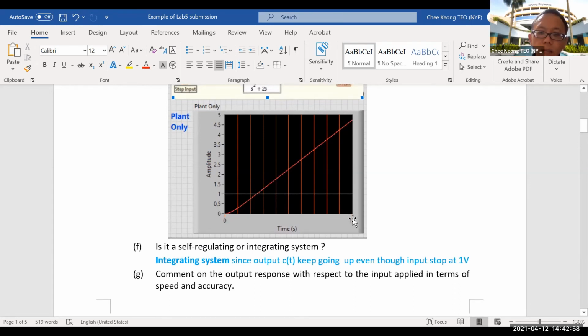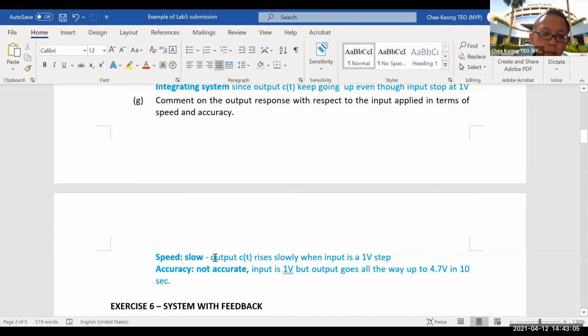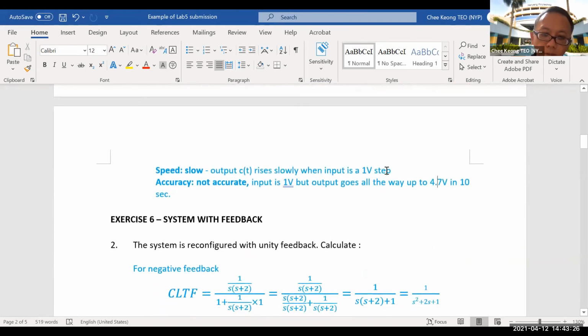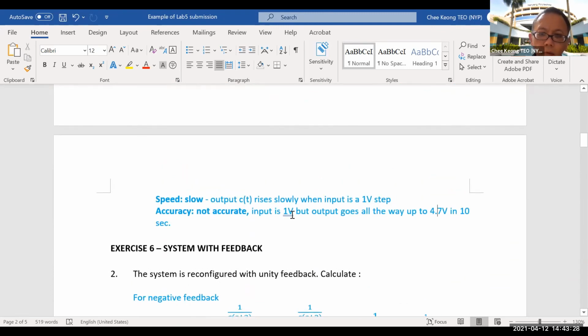You look at this scale here of 10, this 10 division, it takes about 2.5 seconds to reach 1 volt. So we'll consider that slow. Now, accuracy-wise, it is not accurate, right? Because we want it to settle at 1 volt, but it goes all the way up to 4.7 volt in 10 seconds. So it's actually not accurate, and there's an error here. The desired output is actually 1 volt, but it goes all the way up to 4.7 volt. So there's an error of around 4.7 minus 1, so it's about 3.7 volt.